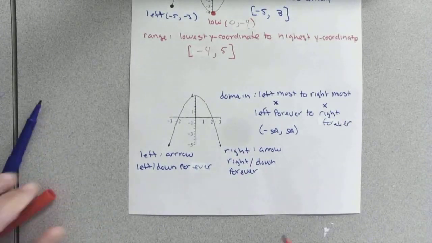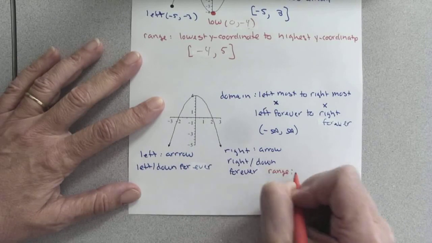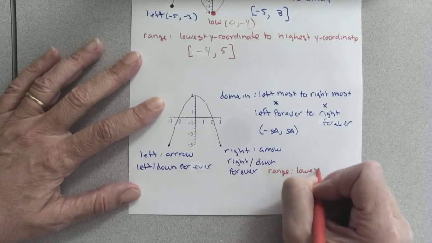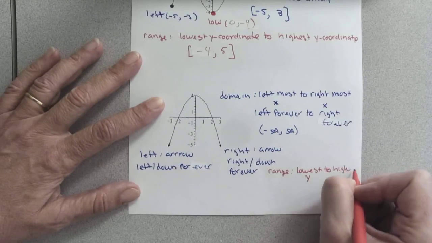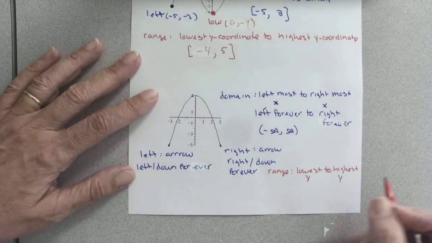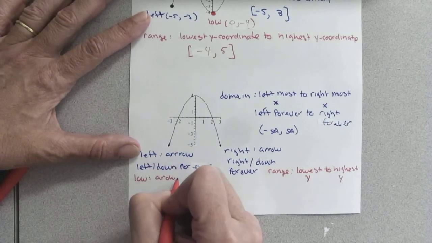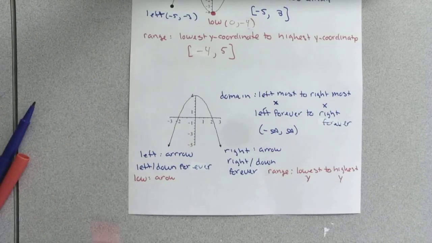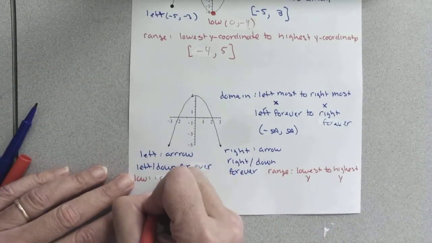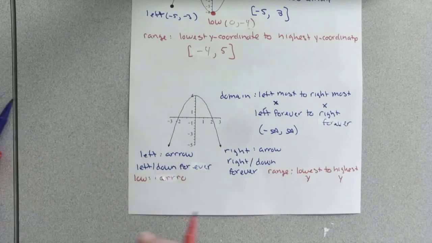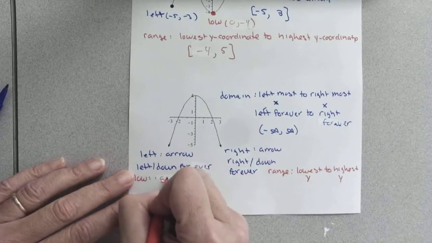Then range, and we'll get range, I guess, in here. Range, lowest y to highest y. Low, again, arrow. That's not how you spell arrow. I misspelled arrow up there too. I put 3 R's in arrow. Down here I was going to try to just put 1 R. Now I tried 3 R's again. We don't want 3 R's in arrow.